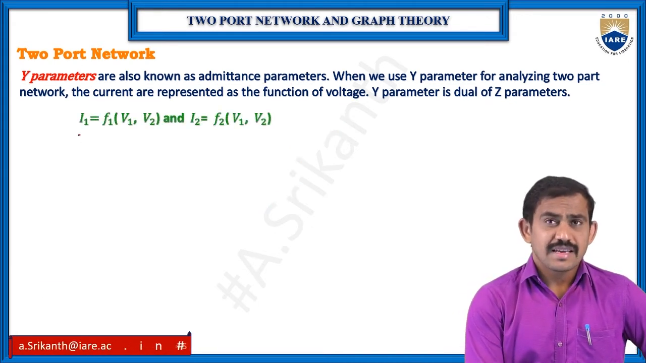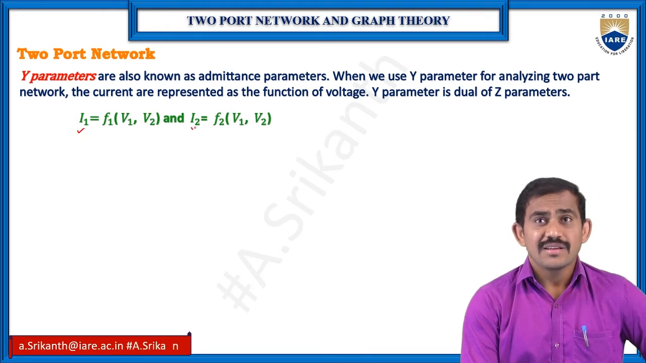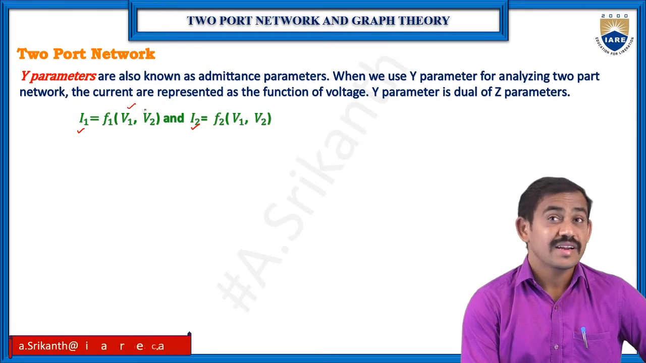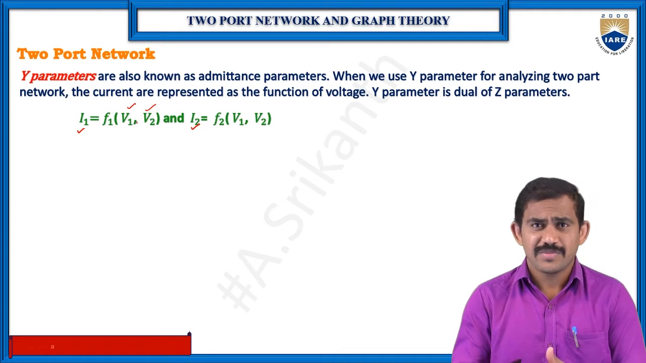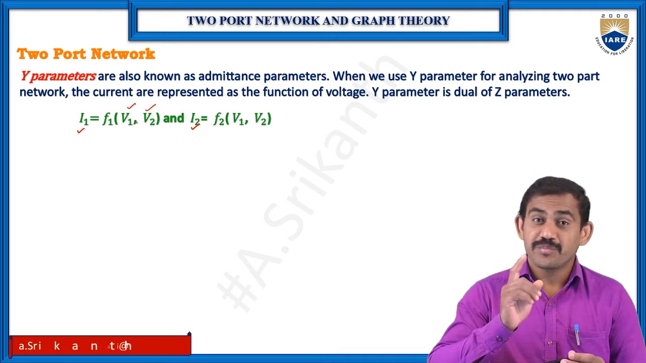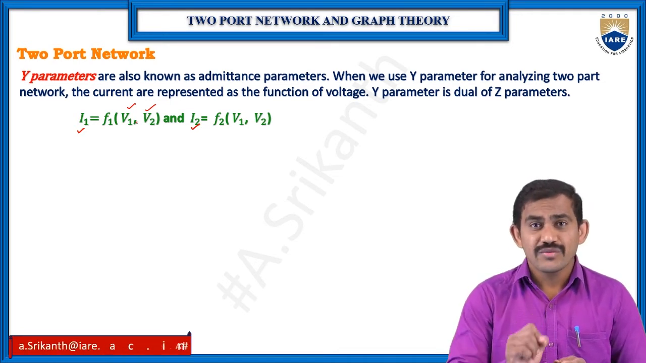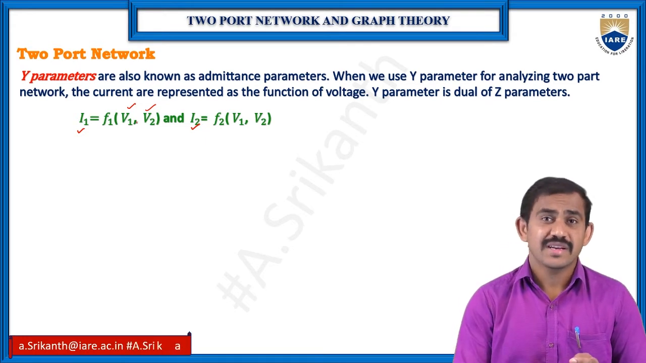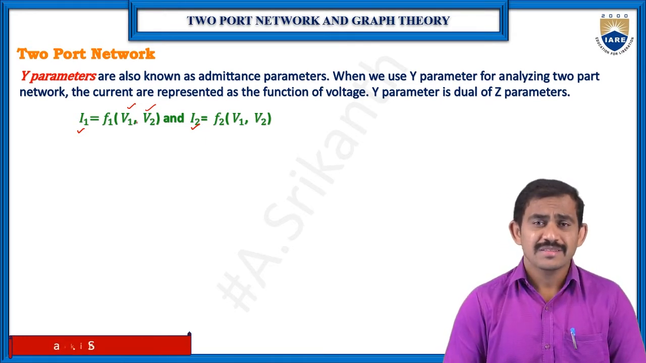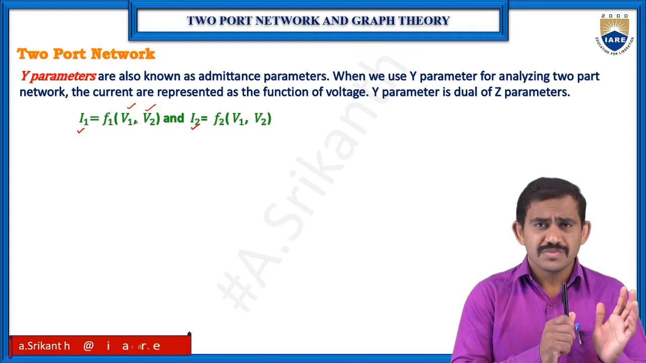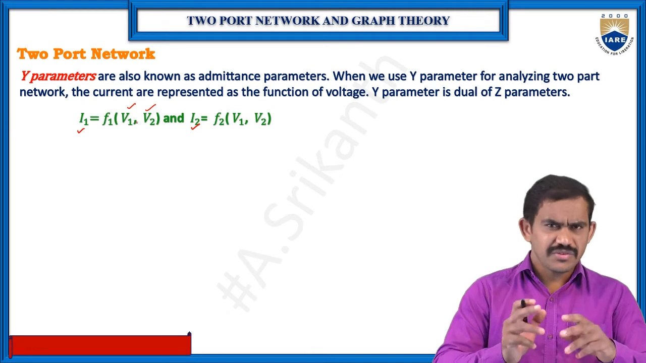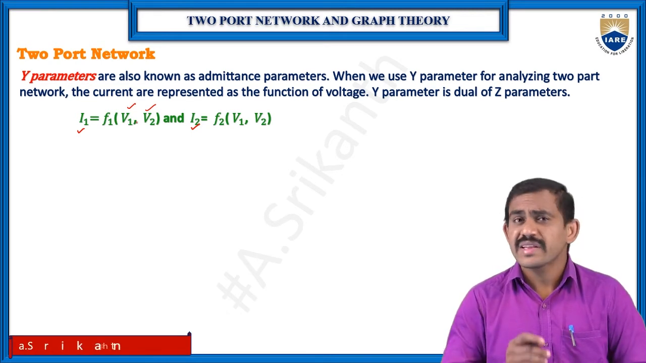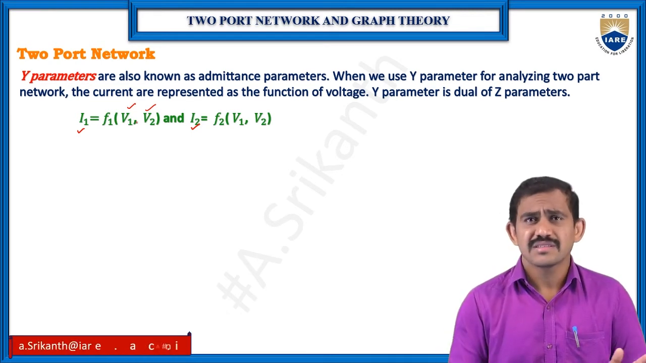So I1 and I2 values in form of voltages V1 and V2. If you compare both Y parameters and Z parameters, Z parameters are impedance parameters: V1 and V2 in form of I1 and I2. Coming to Y parameters, I1 and I2 in form of V1 and V2. Just reverse. So your equation is also very simple. It's reverse. That's it.